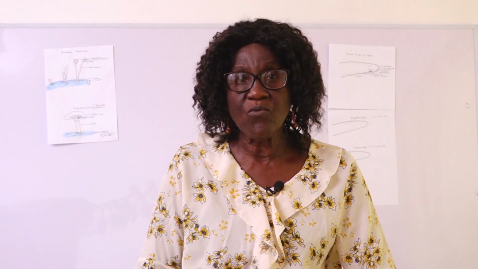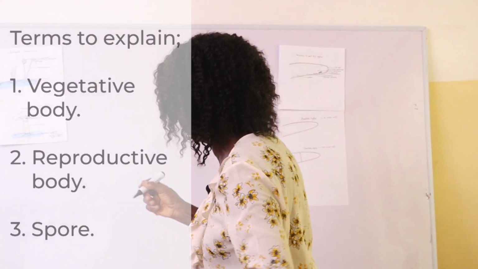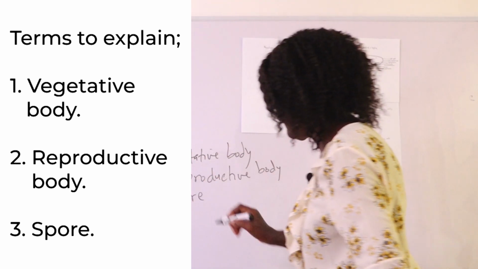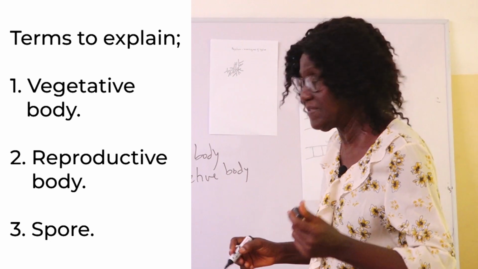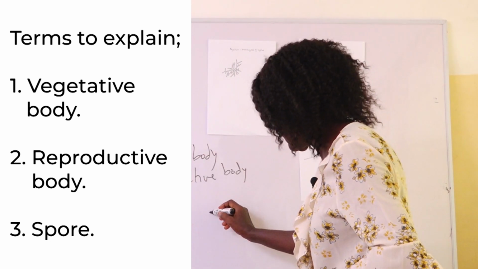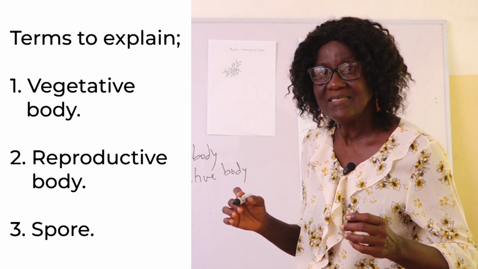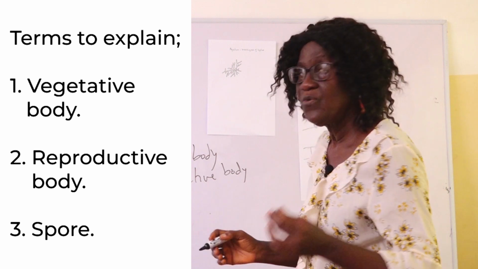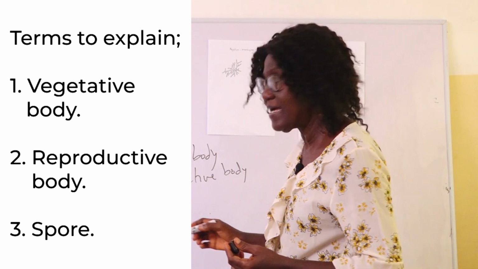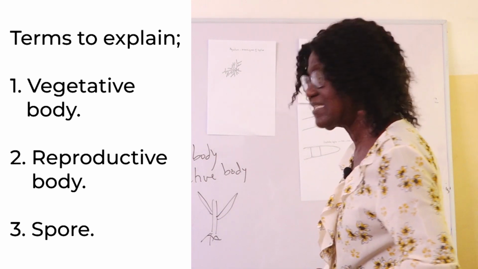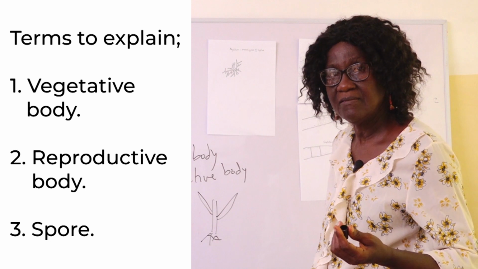Let's look at the characteristics of fungi. I want us to explain some terms. The terms are vegetative body, reproductive body, and then spore. These three terms. What is a vegetative body? The vegetative body is simply the body or part of the body that does not reproduce. When we talk about the vegetative body of plants, we are talking about stem, leaves, roots. That's the vegetative body. All right?